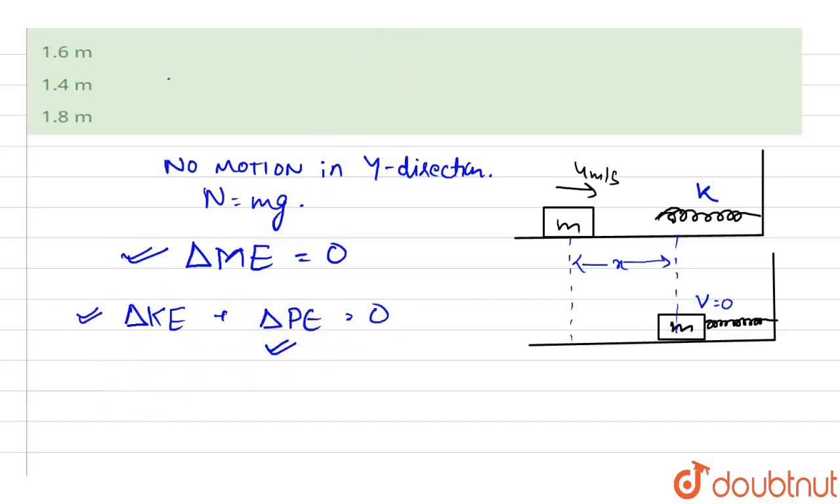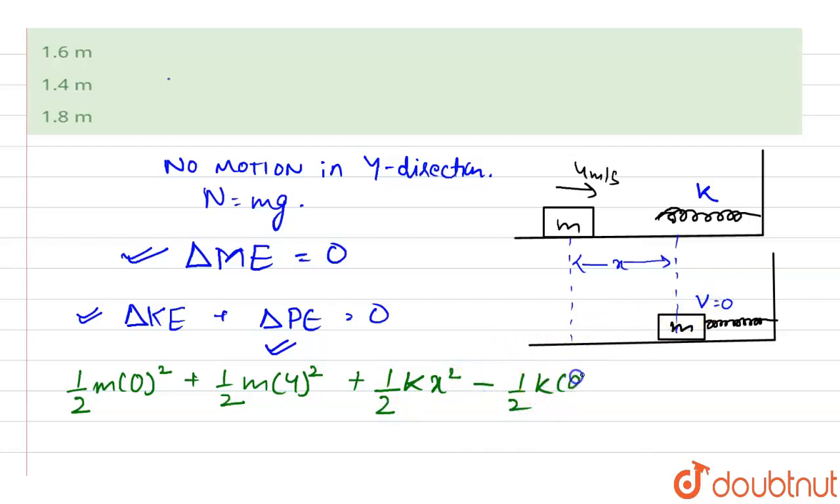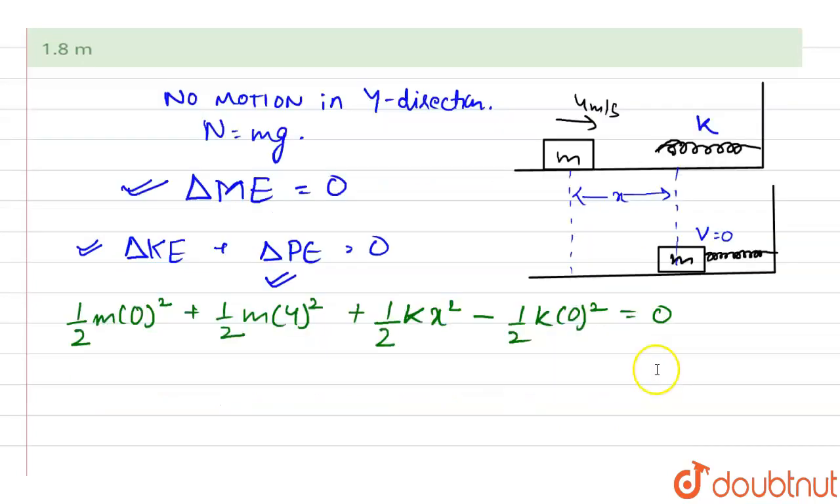Let's write it further. The change in kinetic energy can be written as half m times 0 square at the final position, plus half m times 4 square initially. Now let's talk about the potential energy. It is half kx square at the final position, minus half k times 0 square, because it moved x distance, will be equal to 0.